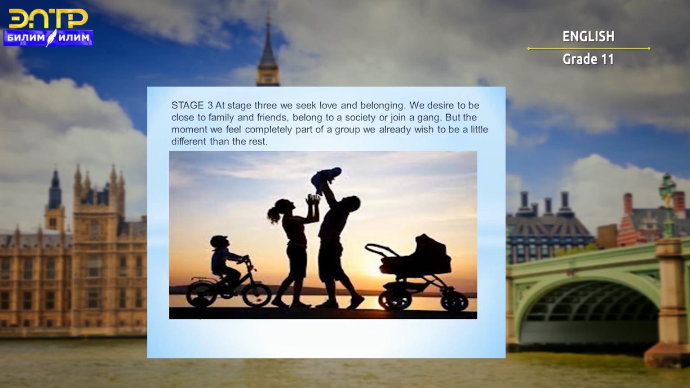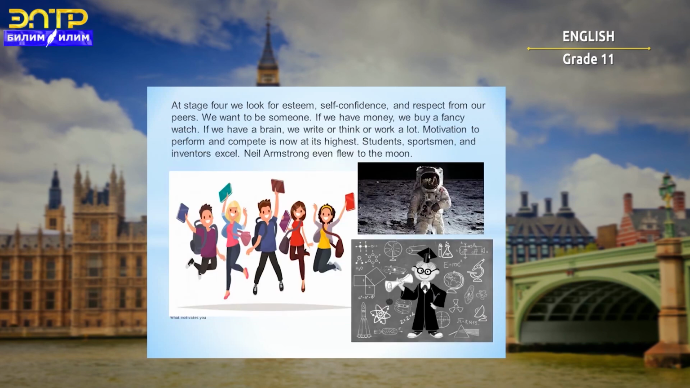At the third stage, we seek love and belonging. We desire to be close to family and friends, belong to a society, or join a gang. But the moment we feel completely part of a group, we already wish to be a little different from the rest. At stage 4, we look for esteem, self-confidence, and respect from our peers.